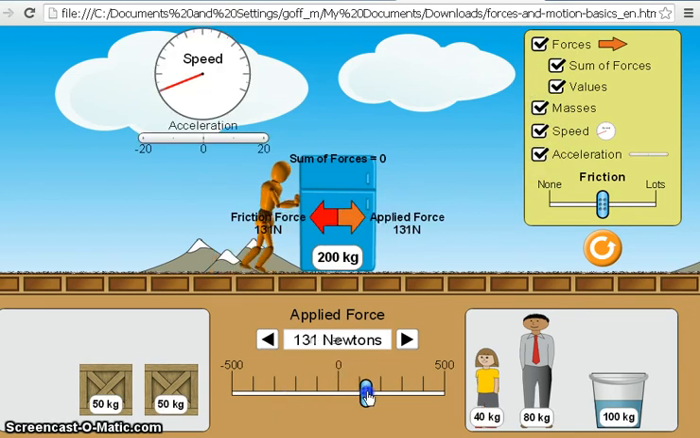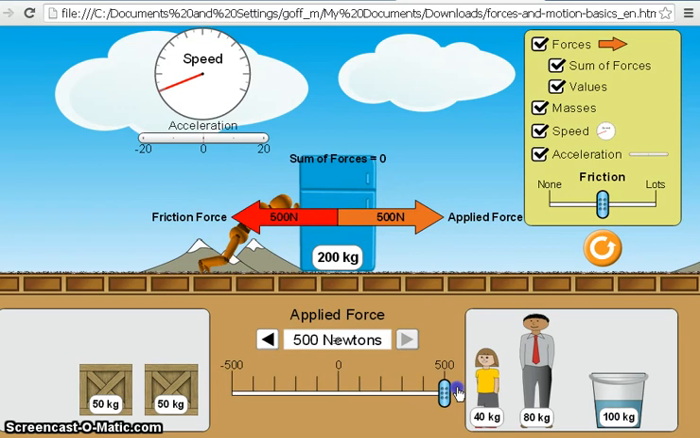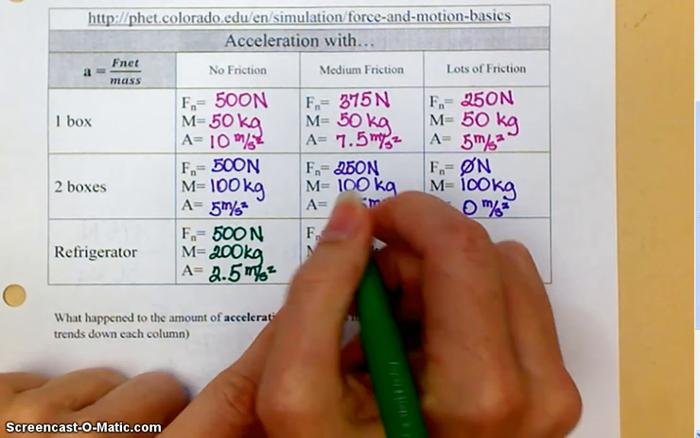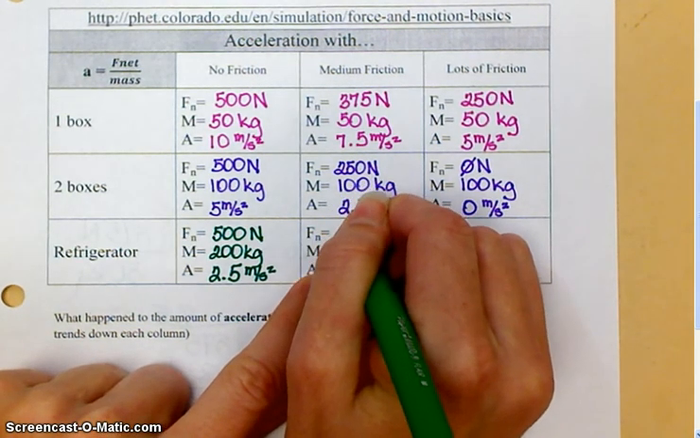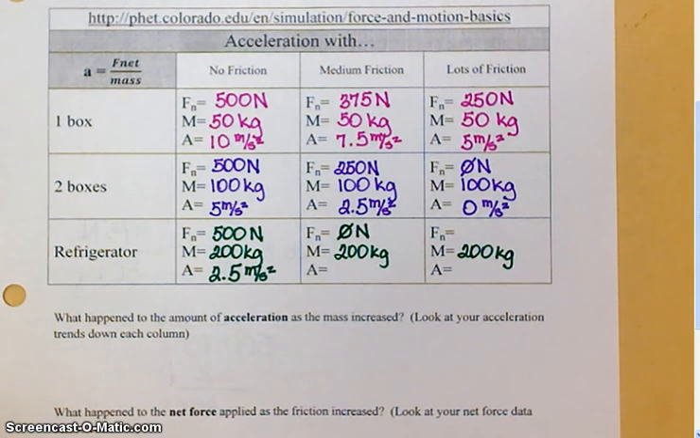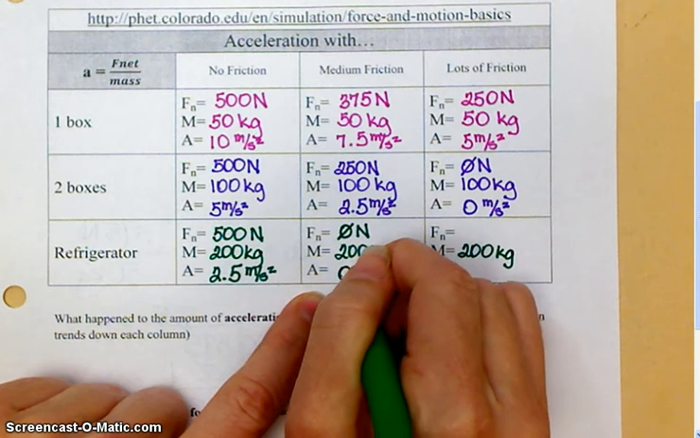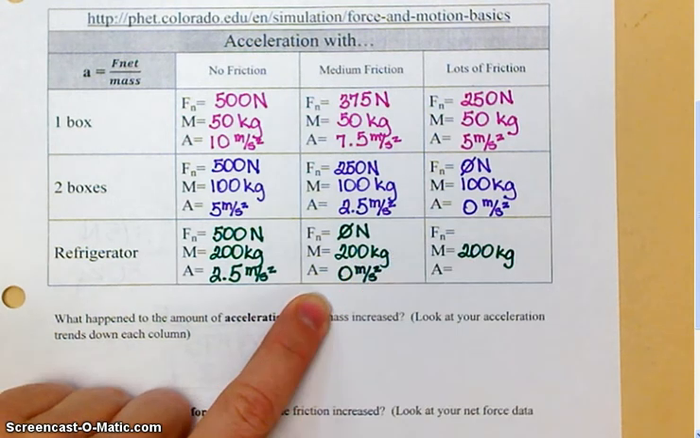Alright, we're going to apply a force of 500, and this refrigerator is so heavy that the friction between it and the ground counteracts our applied force. So we aren't going anywhere. There's no acceleration because the net force is 0, because friction is completely counteracting our applied force. So our applied force was 500, but the net force is 0 because of the tremendous amount of friction that we had. So if we have 0 net force, we're also going to have 0 acceleration, so 0 meters per second squared.